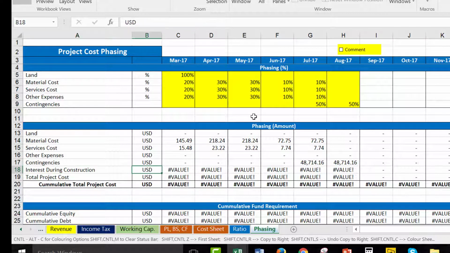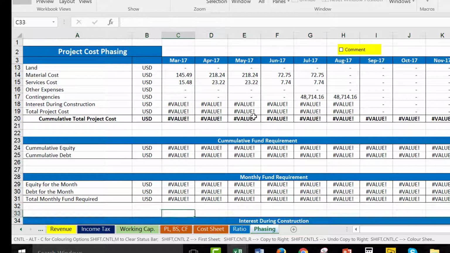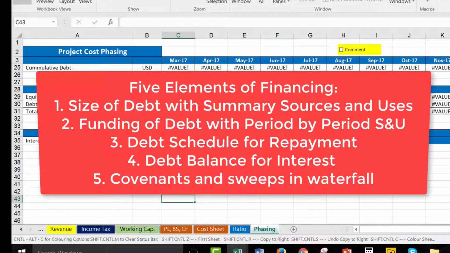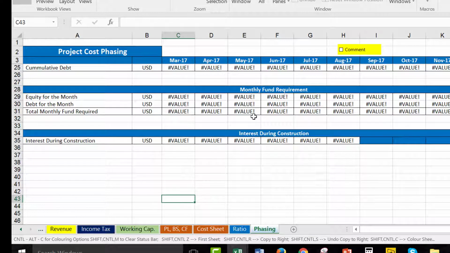And then this, clearly there's some error with the interest during construction. And here's the error that comes from this. It is unbelievable. You start with the circularity. You start with 5 things. What's the size of the debt? To get the size of the debt, you do a summary, sources and uses. And then you see how we're going to fund the debt. And you put some analysis in, some debt first, equity first, and all that.